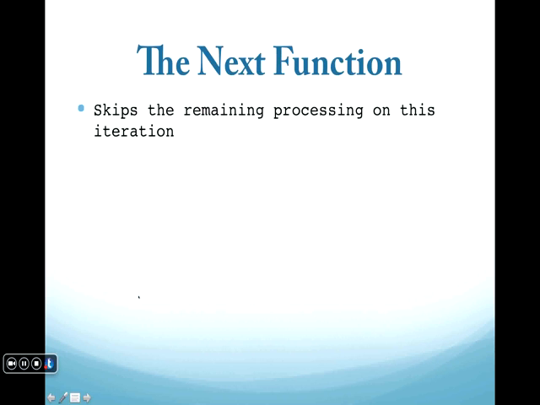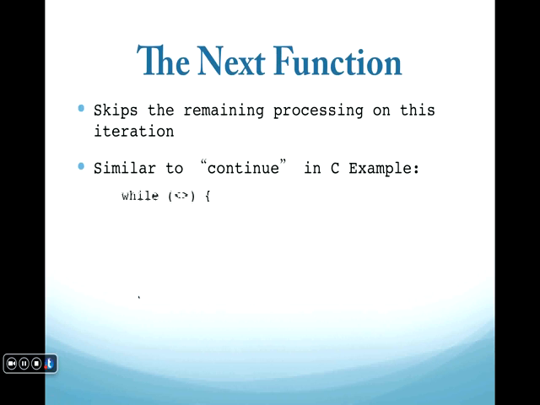Okay, the next function is just the opposite. It will skip the remaining processing on the iteration. So it's like continue, as if saying, okay, if the condition is met, continue, don't do anything with that one. So here I have a loop. If it's at the beginning, starting with a pound, go to the next one. Okay, go immediately to the next line, don't do anything. So I'm splitting and then I am printing.